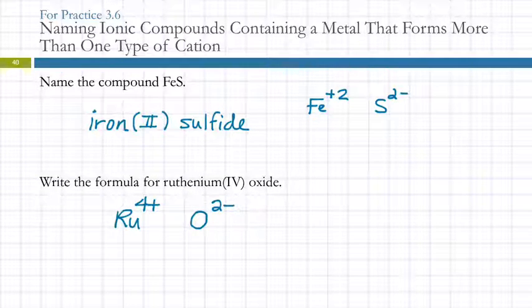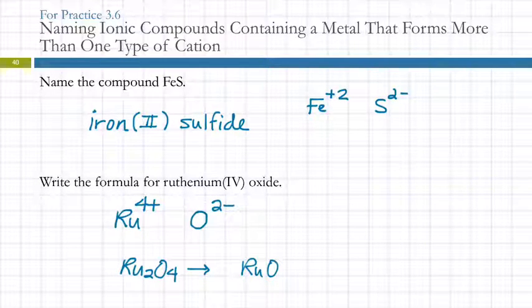The numbers are not the same. You could do the crisscross thing, but then you've got to be careful. If you crisscross, what are you going to get? Ru2O4. Is that the lowest ratio? No, it's not. So you would need to reduce that. You're going to get Ru2O. Sorry. No. RuO2.